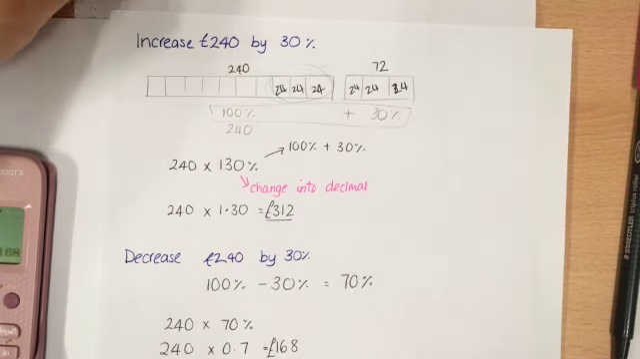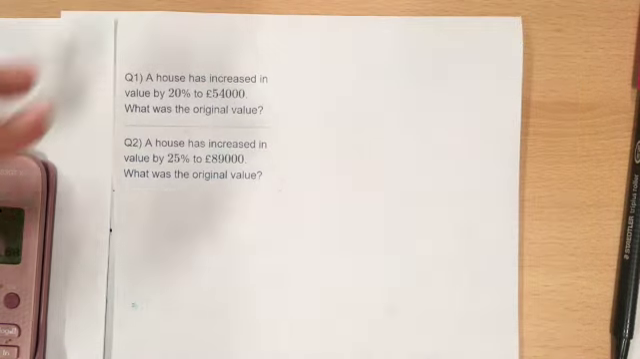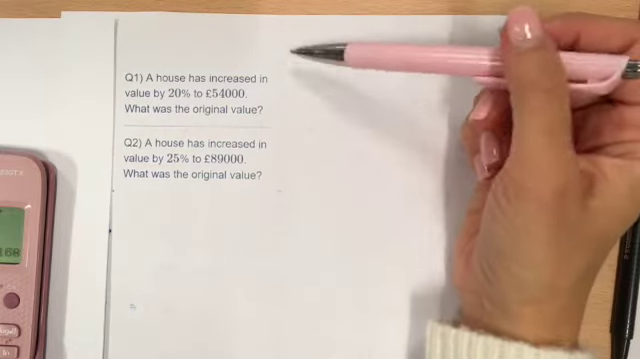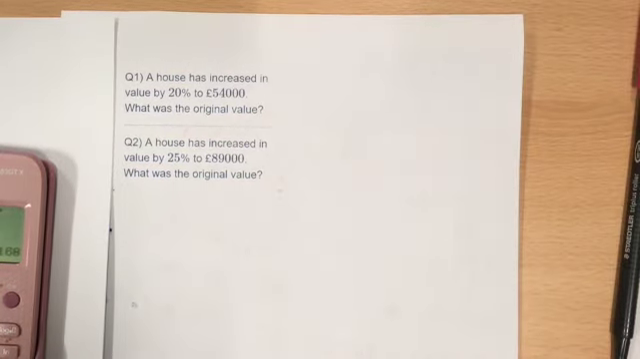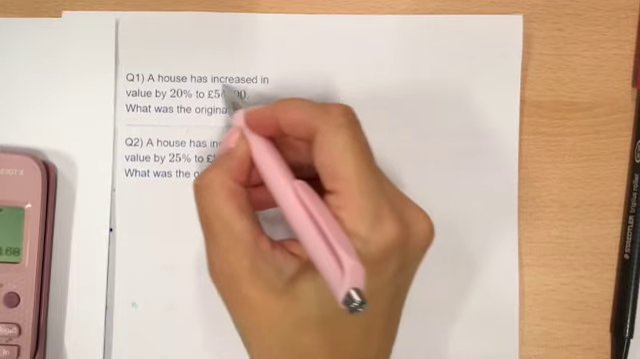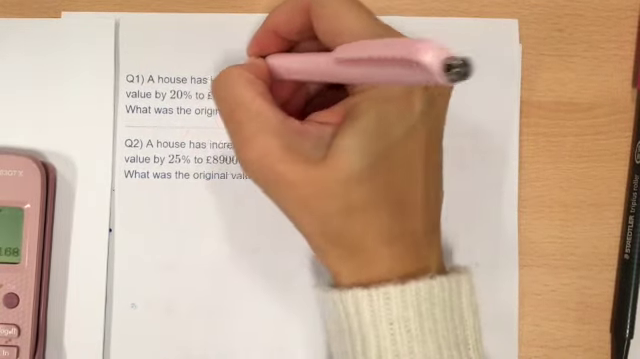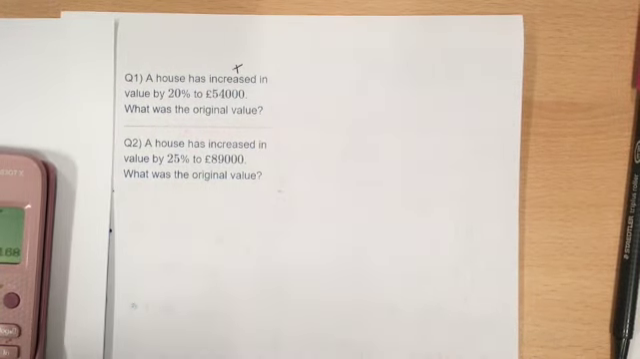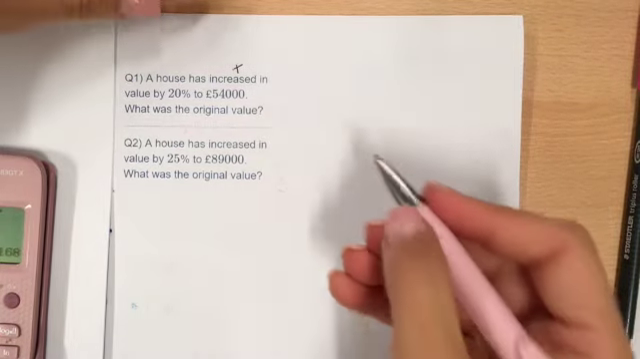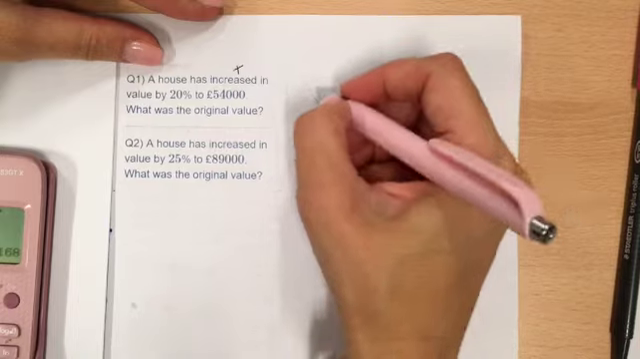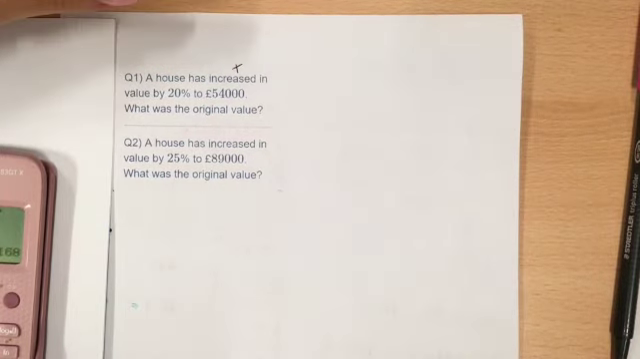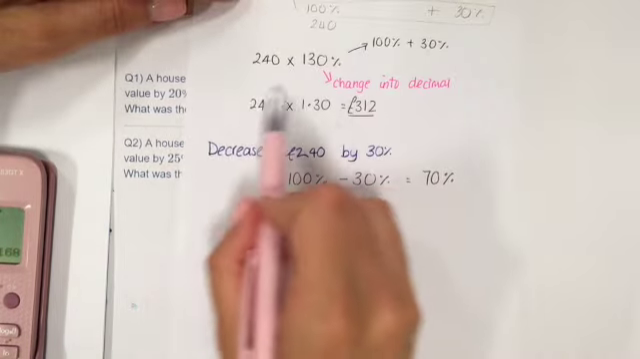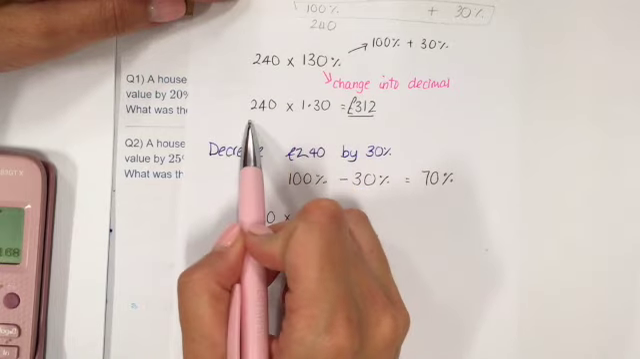Now we're going to look at this as a reverse percentage. This is the type of question you might get asked. A house has increased in value by 20% to £54,000. What was the original value? Make note there that it's going to be an add. If we use this same method, I know the answer this time instead, so I'm going to do it backwards. I'm going to leave this bit as a question mark.